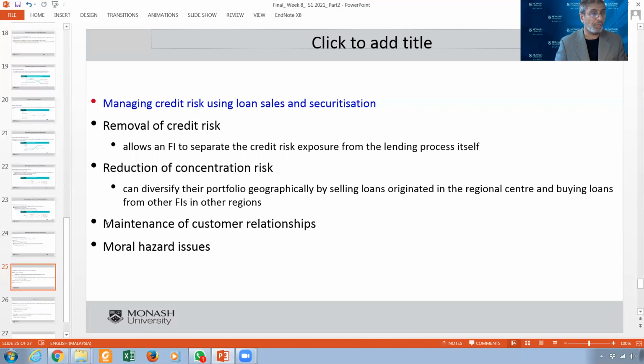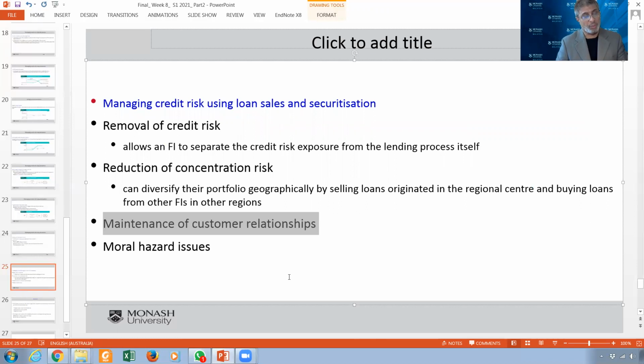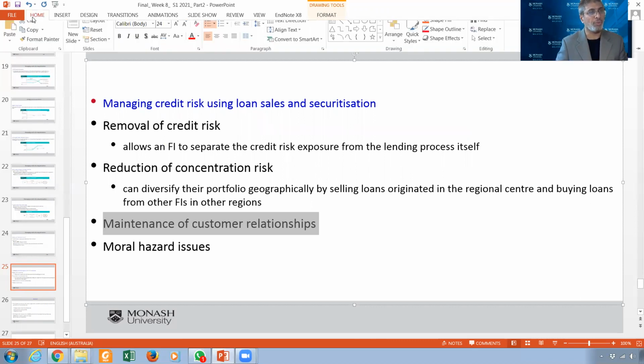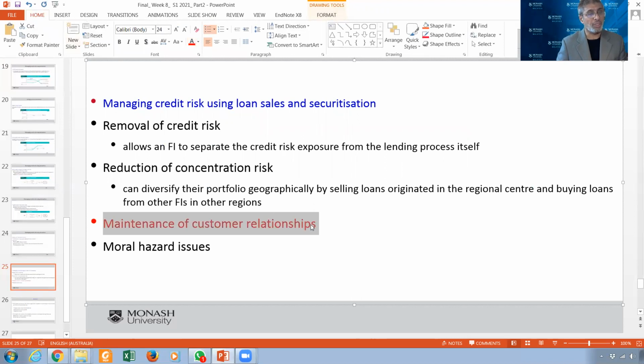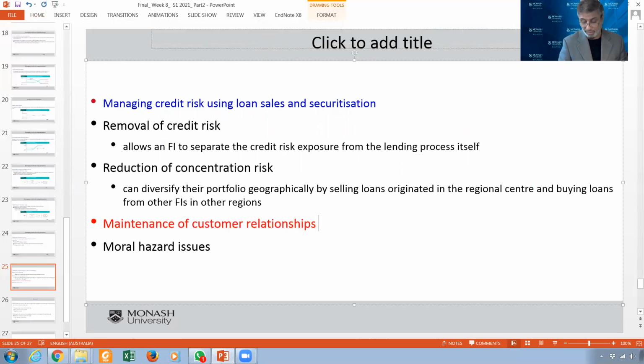Also, when you do securitization, you have to be careful about changing the loan from one buyer to another buyer. When your customer keeps shifting from one investor to another investor, you may lose the customer relationship. So you have to consider these two issues, which I told you, which call for less loan selling and securitization.